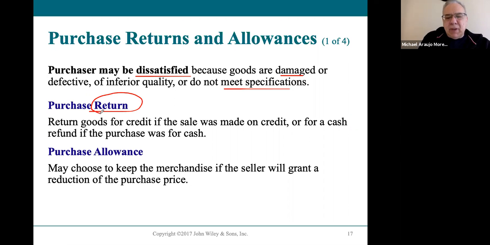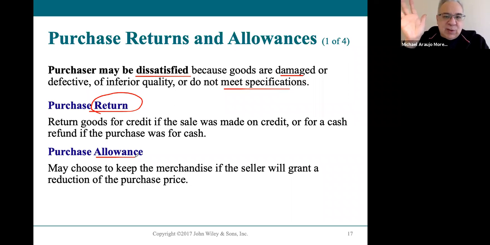On occasion, the business that bought it says, well, it is a little bit more inferior quality than we carry, but I think I can still sell it at this price. I'll keep it if you give me an allowance. In other words, if you lower the purchase price, I'll keep it. If not, I'm putting it right back in the box and shipping it back to you. It's going to be a return.